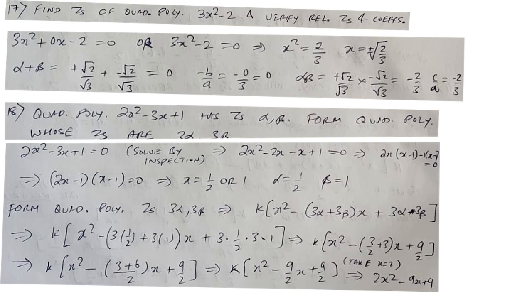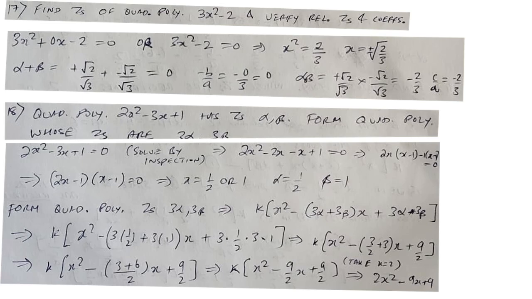Now form a quadratic polynomial whose zeros are 3 alpha and 3 beta. Okay, so when you do 3 alpha and 3 beta, that is of the form k into x squared minus (3 alpha plus 3 beta) into x plus 3 alpha into 3 beta. Okay, now substitute for alpha and beta.